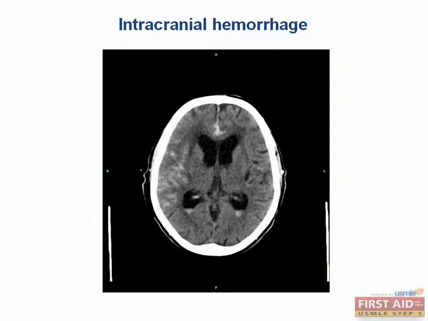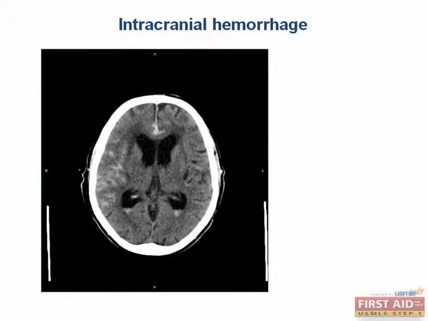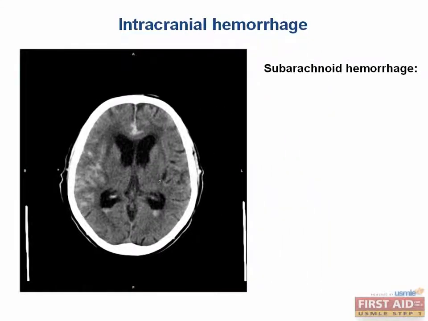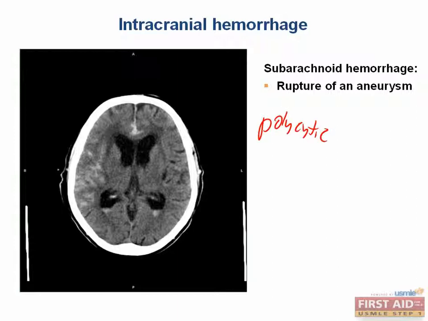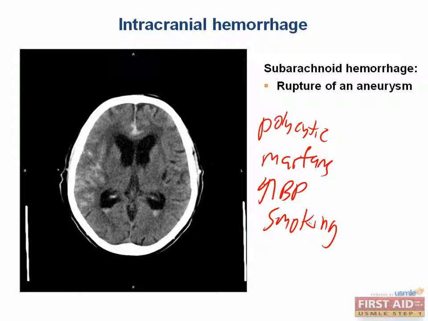A subarachnoid hemorrhage occurs in the space between the arachnoid and the pial layer, which contains the major blood vessels of the brain. What causes subarachnoids? Hemorrhage occurs when an aneurysm or an AVM ruptures. Risk factors for aneurysm development that we already mentioned include polycystic disease, Marfan's, hypertension, smoking, and there are a few more.